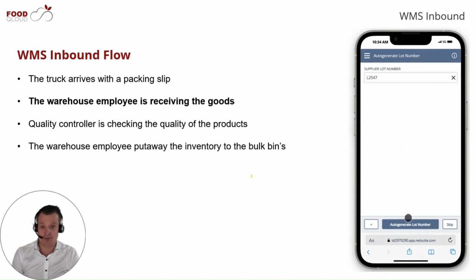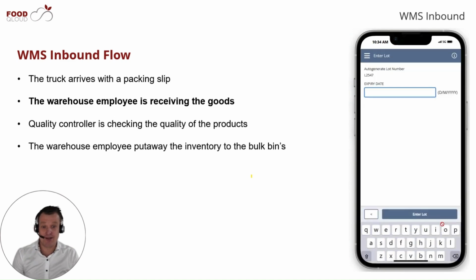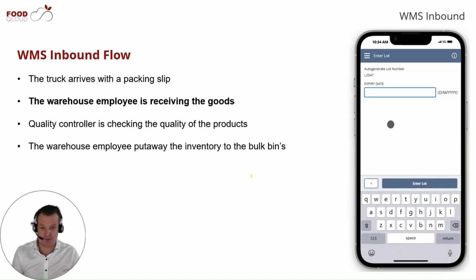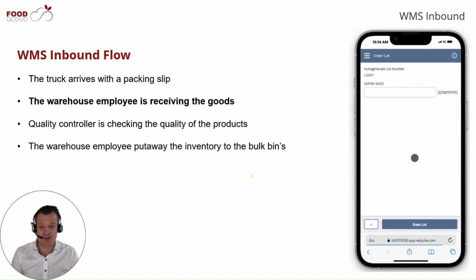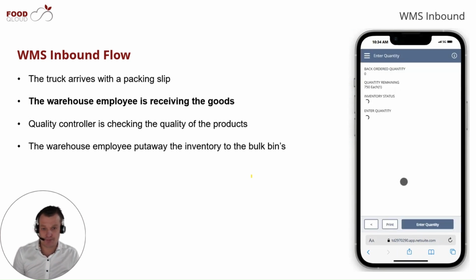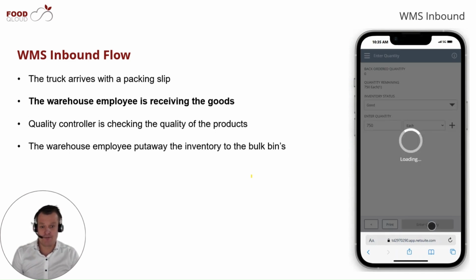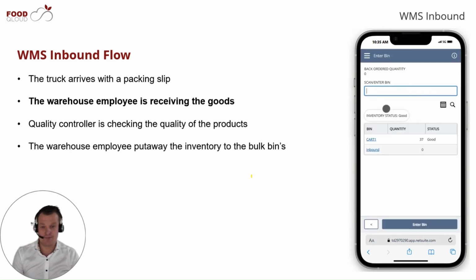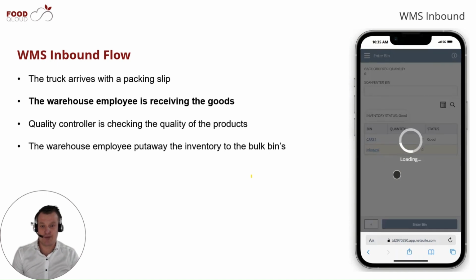So scan here the supplier lot, auto-generated lot. You can also skip it and then enter a lot by yourself. When the item doesn't have an expiry date, just enter the lot, and you don't have the expiry date based on the lot. 750 each. Enter. And we scan the bin, thus the inbound bin.